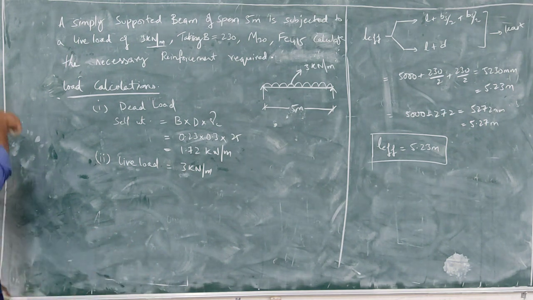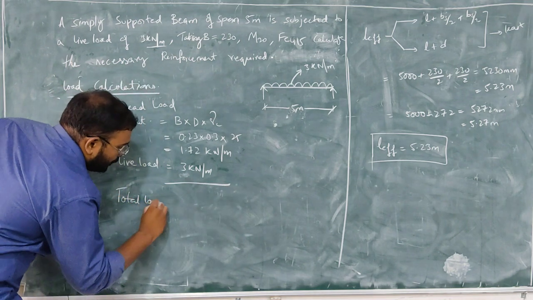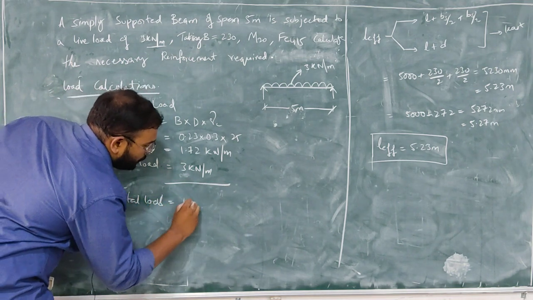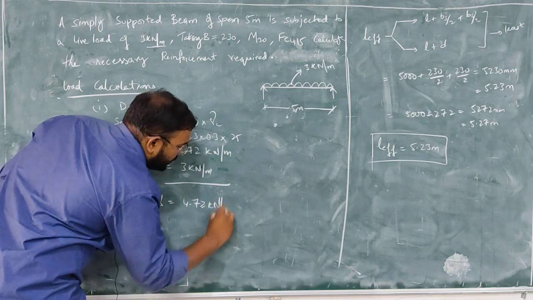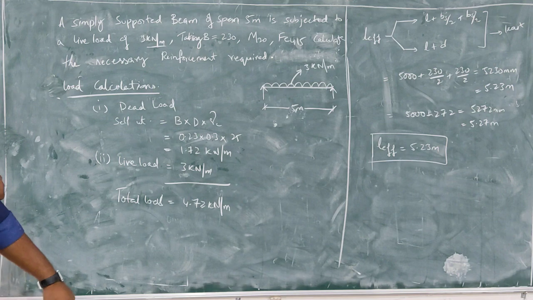Okay. So what is the total load now? Total load is equal to 4.72 kilonewton per meter. 4.72 kilonewton per meter is the total load acting on the beam.